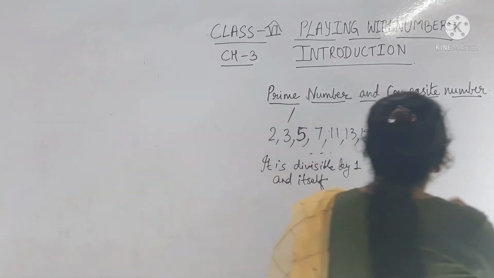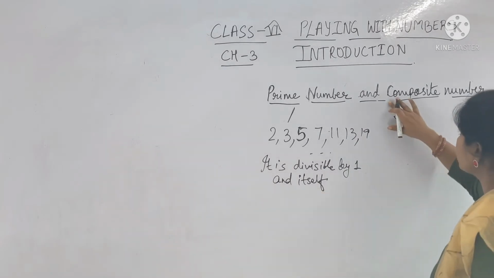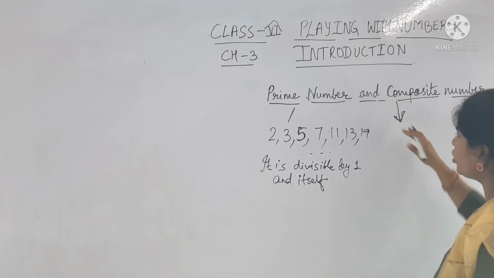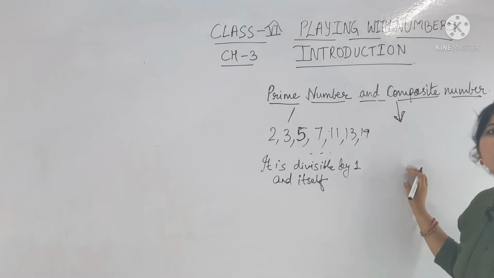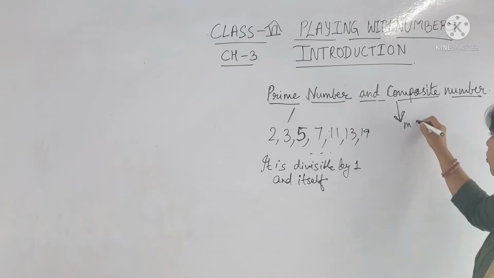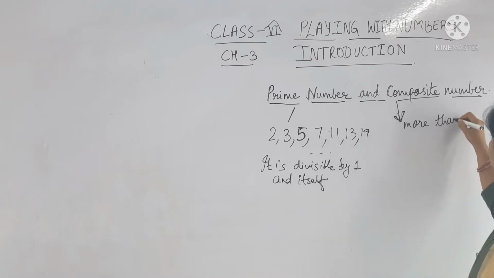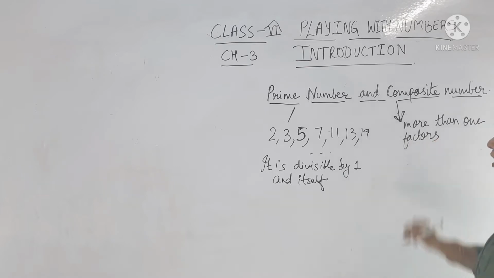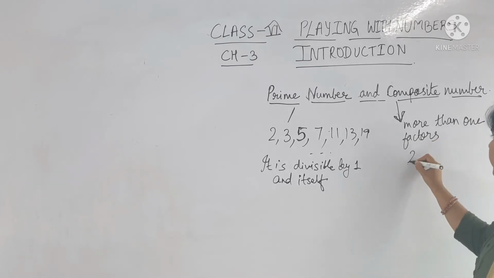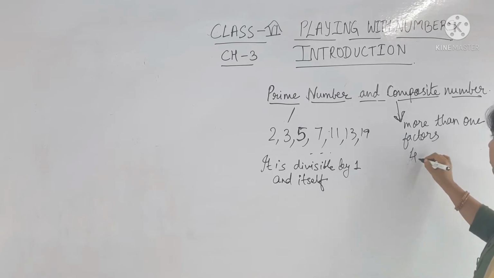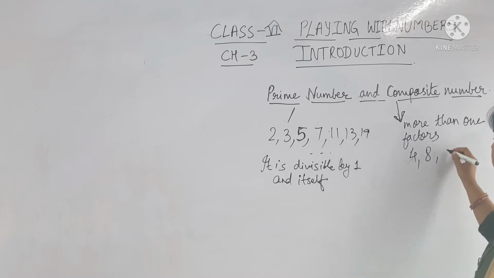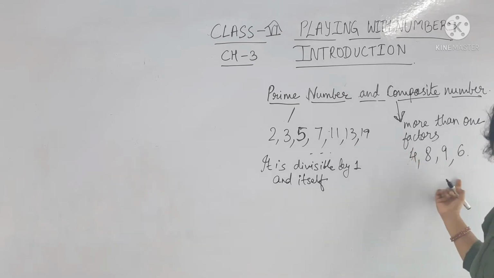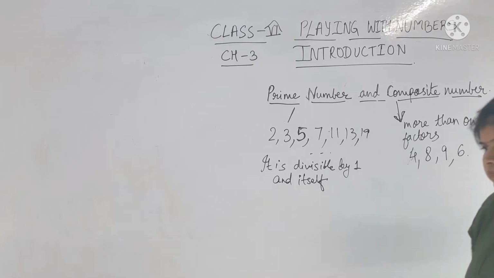Now come to the composite numbers. Composite numbers have more than 1 factor, okay, more than 1 factor they have. You can see that 4, 8, 9, 6, like this are composite numbers.